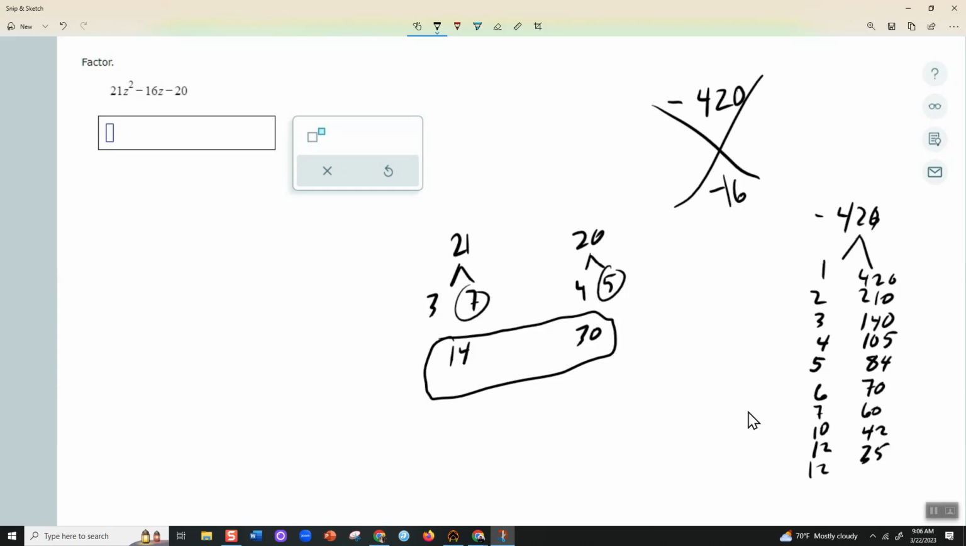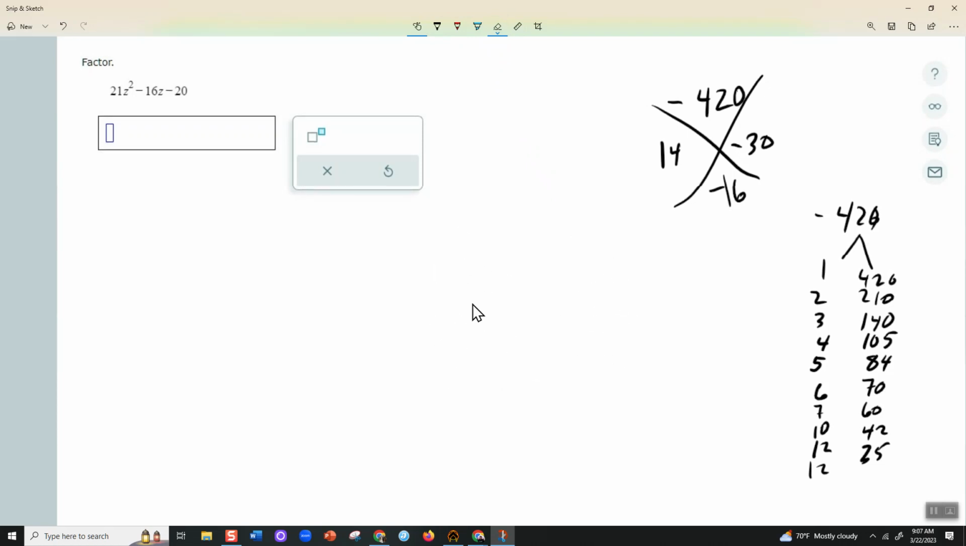Yes, that was difficult to find. I think it's good for developing your number sense and good for your brain overall. But it is difficult. That's one of the more difficult ones I've seen in a long time. 14 and 30 was hard to find, but we found it. Which one is negative? It's going to be the 30 because 14 minus 30 is negative 16. Now I can just find my factors by plugging them in with the variable z. z plus 14, and z minus 30. And we have to divide by our a value, which is 21.